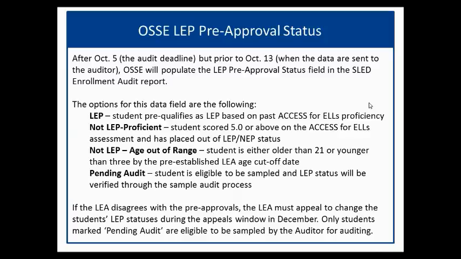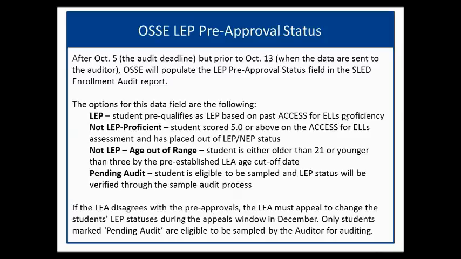And so the options that you'll see, the permitted values for each student: the student could be identified as LEP, which means they pre-qualify as LEP based on meeting our definition and based on their ACCESS for ELLs testing history. So that would be if a student took the ACCESS for ELLs in the past and earned a qualifying score. The student could also be marked as not LEP, proficient, and that would be in the case where a student scored a 5.0 or above on the ACCESS for ELLs and so placed out of that status.